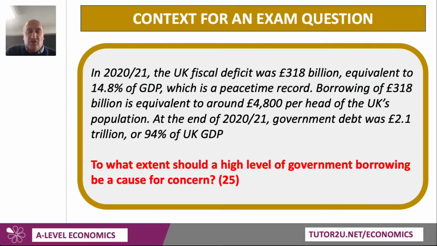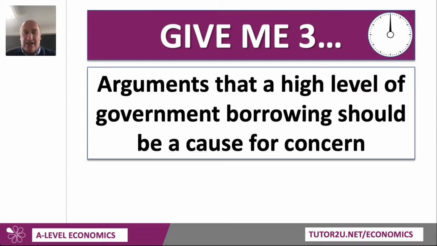Okay, moving on. Conscious of time, here's our second question. We've got two or three minutes left in our session. In 2021, the UK fiscal deficit was 318 billion, 14.8% of GDP, which is a record. I've just given you the data again that we talked about earlier in the session. At the end of 2021, government debt was 2.1 trillion, or 94% of the size of the economy. Here's our question: to what extent should a high level of government borrowing be a cause for concern? 25 marks. Here's your first challenge, if you choose to accept it: can you throw in your best arguments that a high level of government borrowing should be a cause for concern? Over to you.